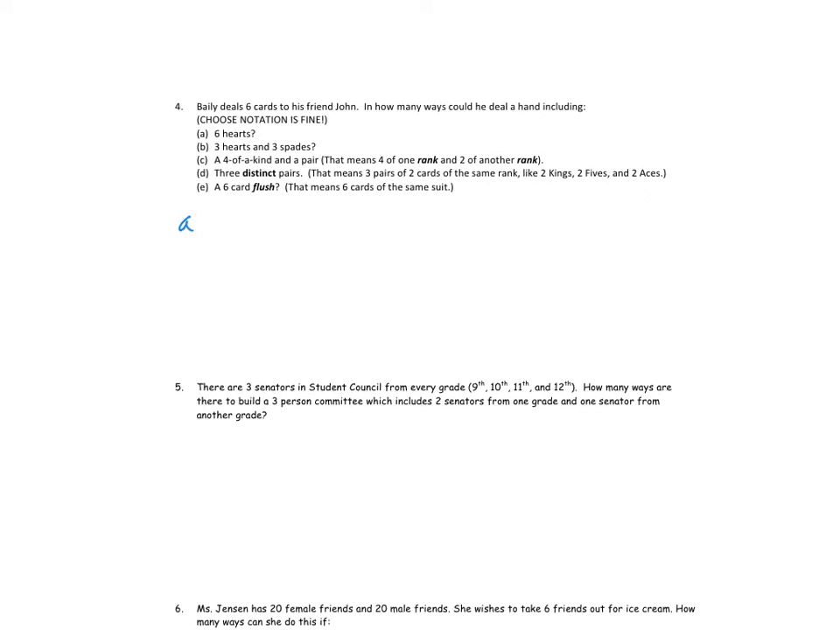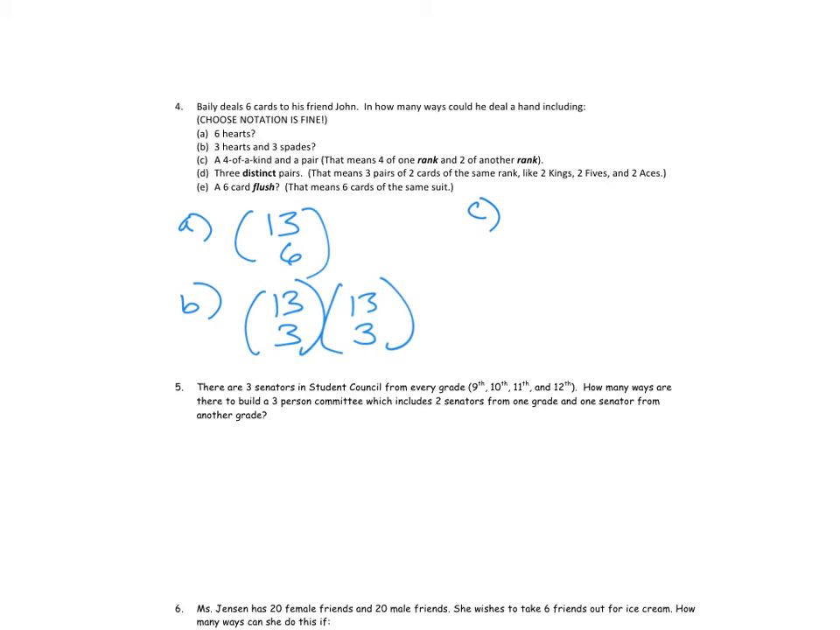Well, there are 13 hearts, and how many ways can I choose 6 of them? That would be 13 choose 6. Part B is I need 3 hearts and 3 spades. So of the 13 hearts, I need 3 of them. The 13 spades, I need 3 of them. Part C, a 4 of a kind and a pair.